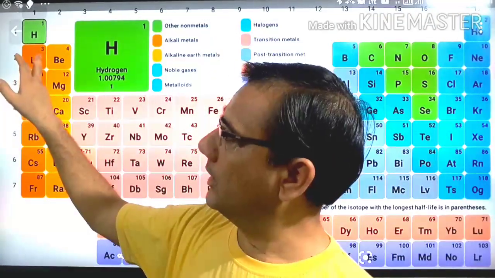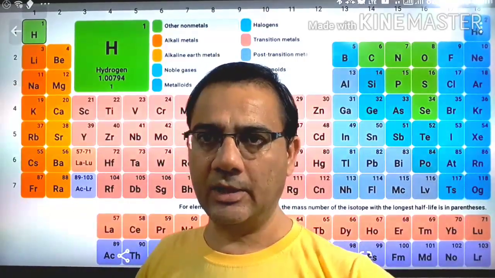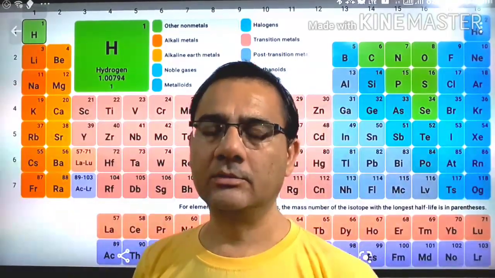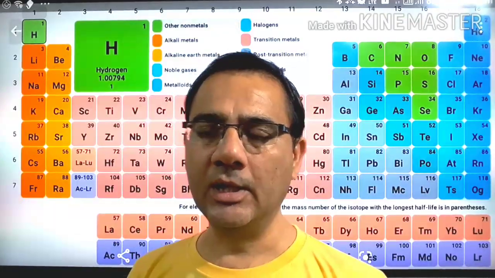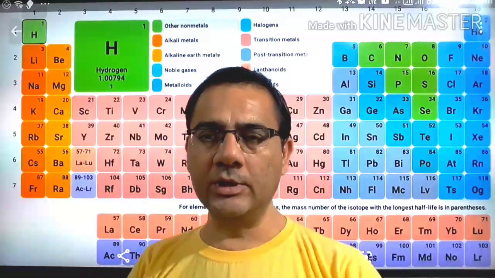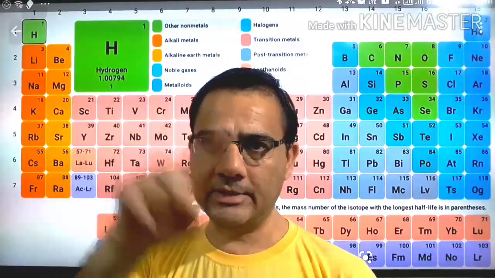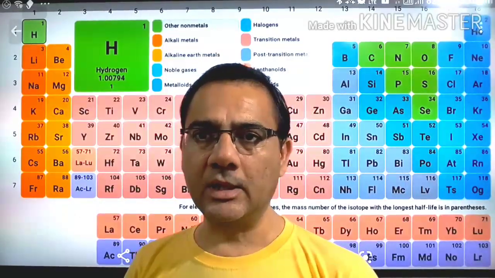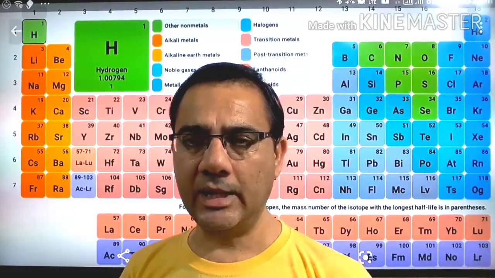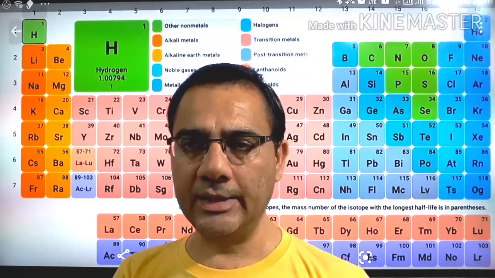So how many electrons are present in the outermost shell? Outermost means the last shell. Shell means that orbit around the nucleus which are found in the atom. Actually around the nucleus there are various orbits: the nucleus, first orbit, second orbit, third orbit, fourth orbit, fifth orbit. These orbits are also called energy levels as well as shells. So either we say shell, or energy level, or orbit, they have the same meaning.